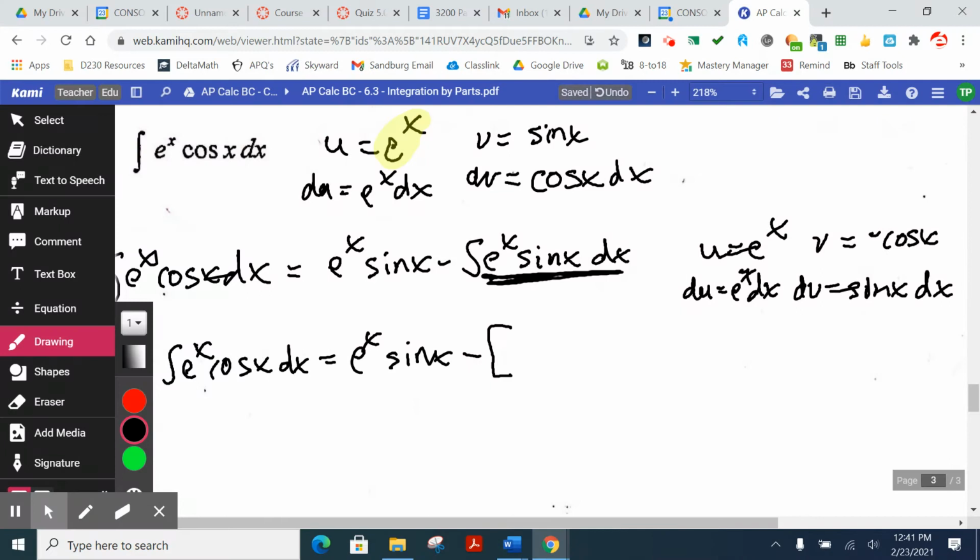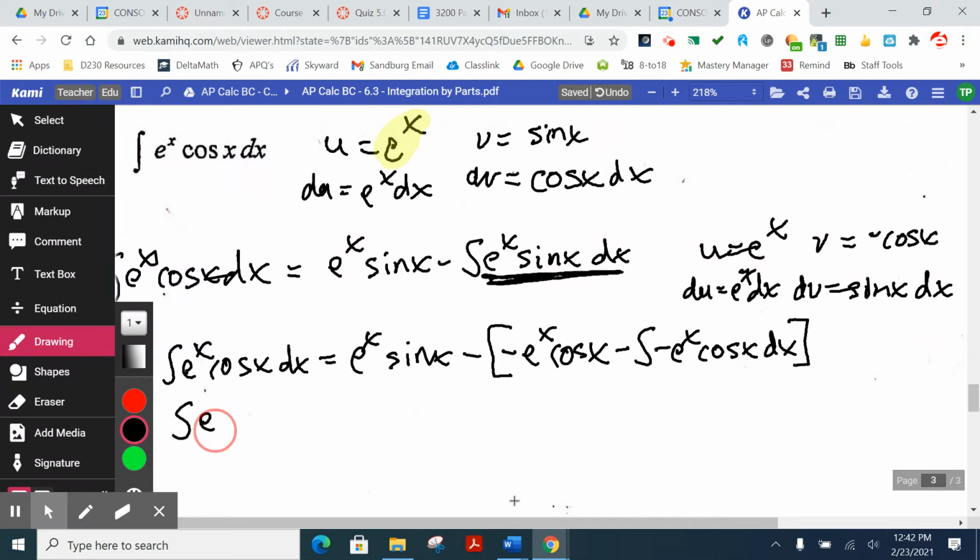So now we're going to have minus. And then you have your integral. So now definitely put a bracket so this negative gets distributed to everything. So we're going to have uv. So that's now a negative e to the x cosine of x. Minus the integral of v du. So v du. So we're going to do negative cosine times e to the x. So this will be a negative e to the x cosine of x, and then our dx. A mess of negative signs there.